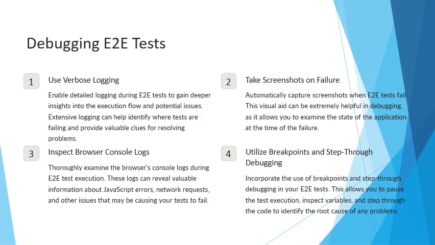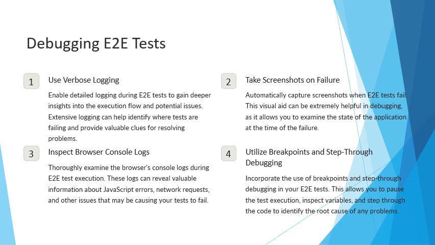Here's debugging E2E tests. We use verbose logging. Enable detailed logging during E2E tests to gain deeper insights into the execution flow and potential issues. Extensive logging can help identify where tests are failing and provide valuable clues for resolving problems. We can then take screenshots on failure. Automatically capture screenshots when E2E tests fail. This visual aid can be extremely helpful in debugging.